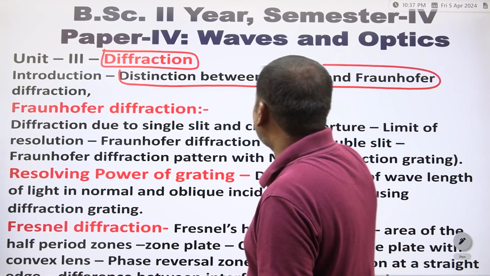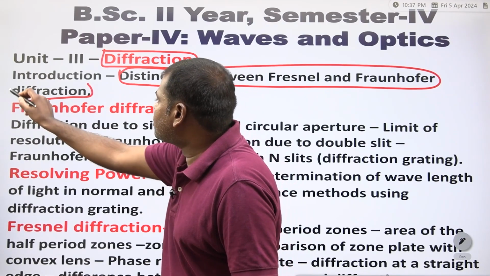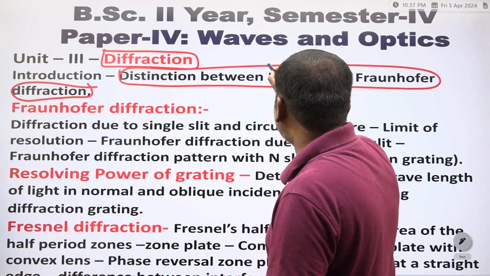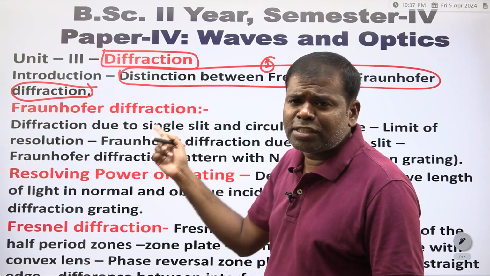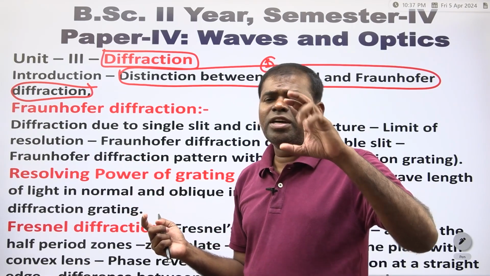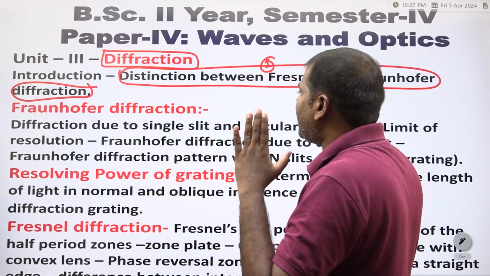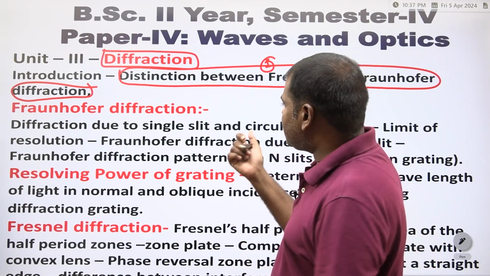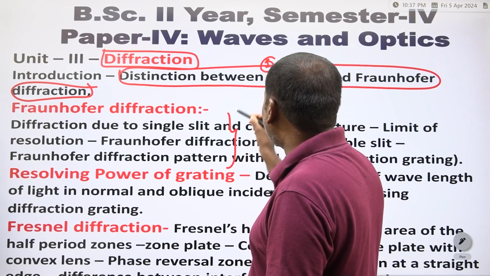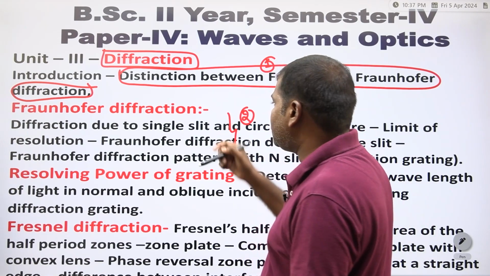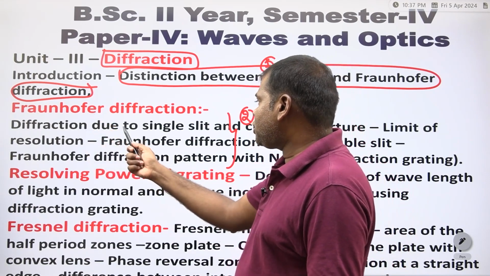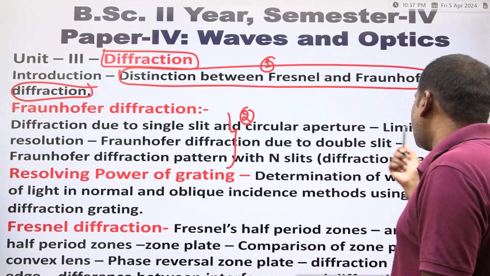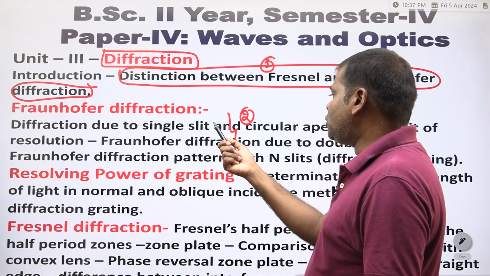As a short question, surely you will get the first short question only. This is the first part: introduction of the diffraction, distinction between the Fresnel and Fraunhofer diffraction. The second one is Fraunhofer diffraction due to the single slit, circular aperture, limit of resolution.